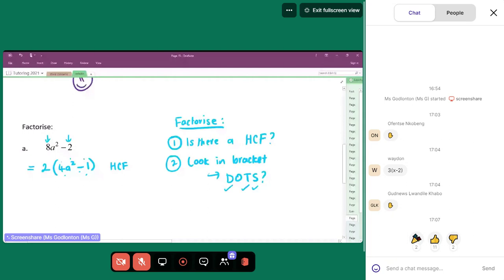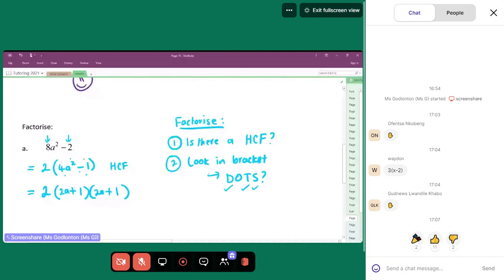So we can do difference of 2 squares here. So then I'm going to keep this 2 as that outside number on the bracket, and I'm going to do difference of 2 squares with this bracket. So I'm going to have my plus and my minus, 2a and 2a, and then 1 and 1. And that's what our final answer would be.